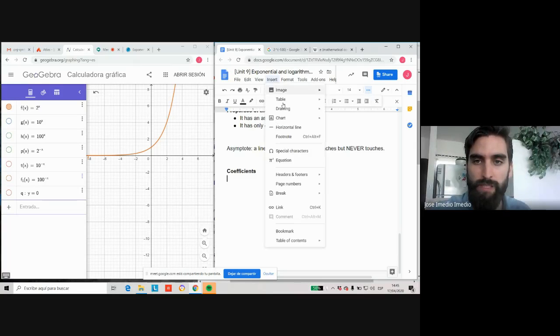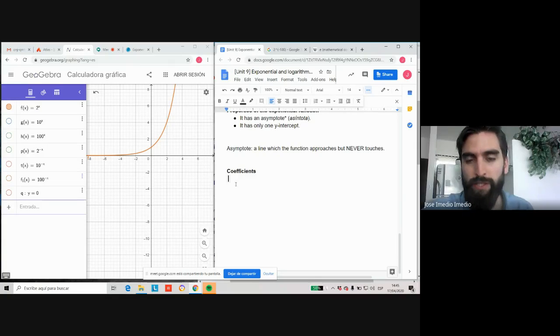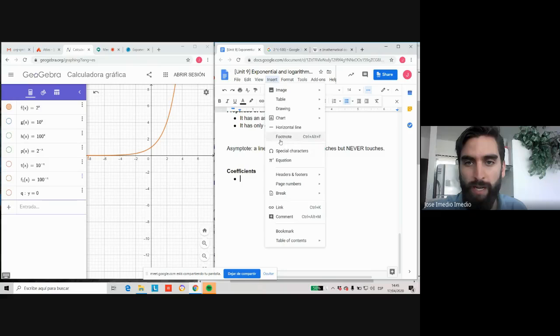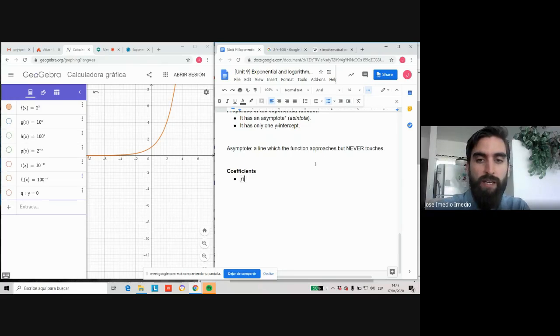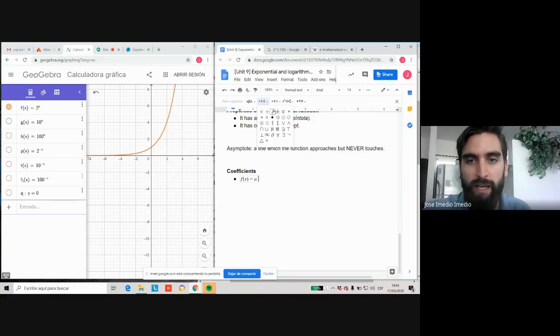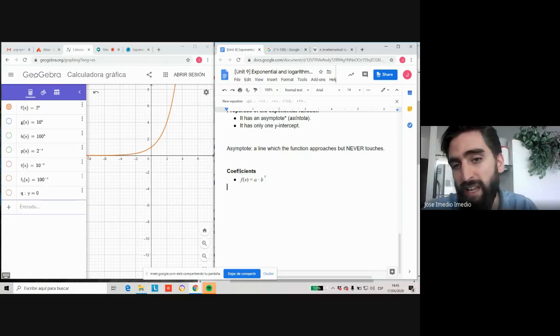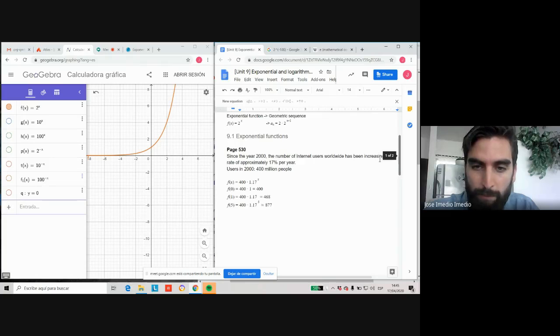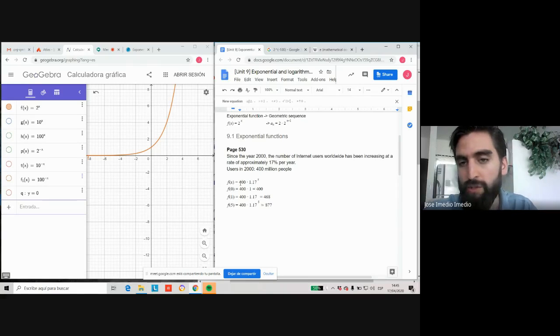So there's a case where I have a coefficient here, and it's when I have something like this. f of x equals a times b raised to the power of x. Okay, it's the same. This is the case of the example here about the internet users worldwide. I have a number multiplying here.